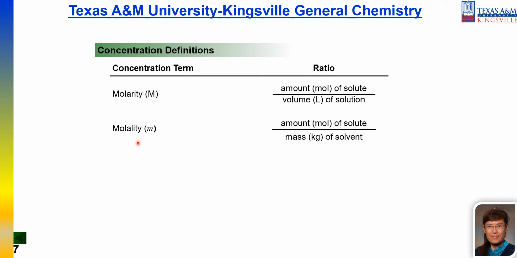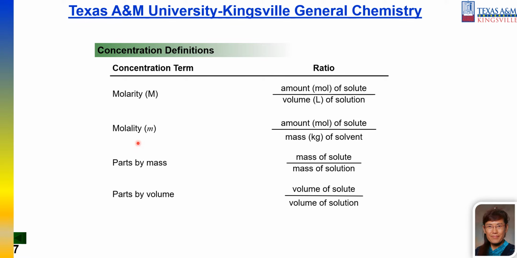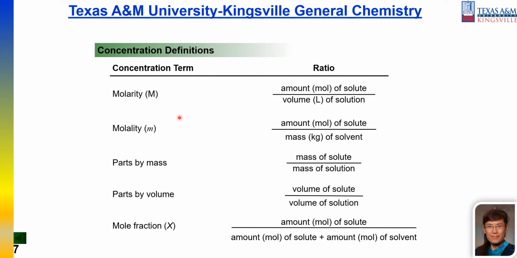Then followed by, we are going to discuss the concentration definitions. Your concentration usually can be expressed in 5 different ways. First one is called molar concentration, or molarity. Second one is called molality. Be careful, these two, molarity, molality. And you also have parts by mass, parts by volume, and mole fraction.